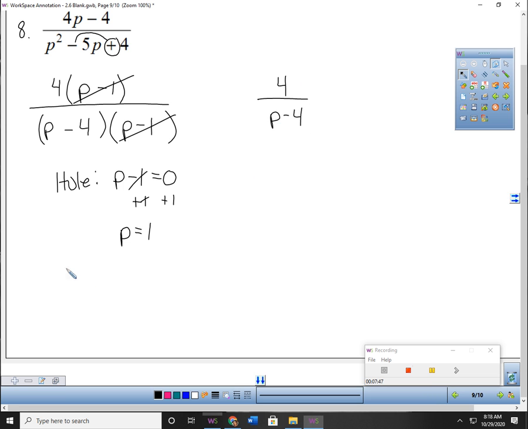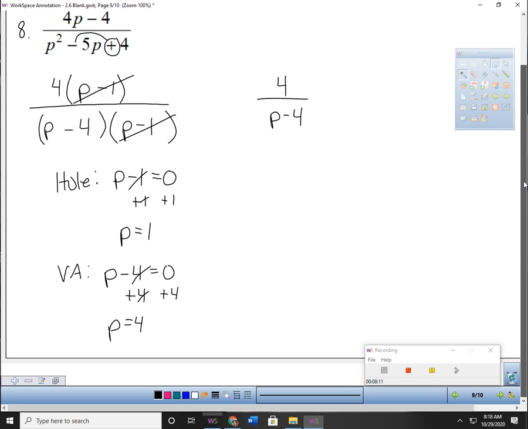So when I think about my vertical asymptotes, I look at the bottom. I'm going to take that bottom that I have left over and set that equal to 0. So 4 minus p equals 0. So I have a vertical asymptote at p equals 4. And remember, this really represents x.